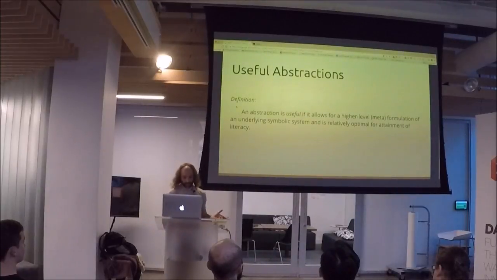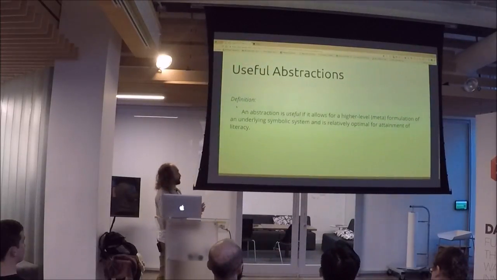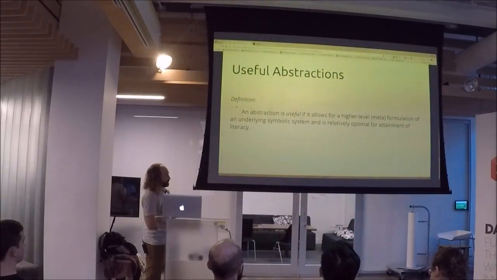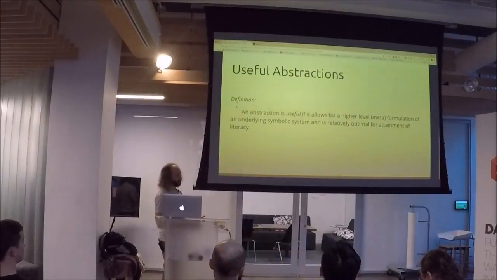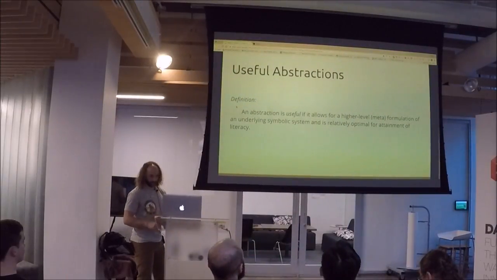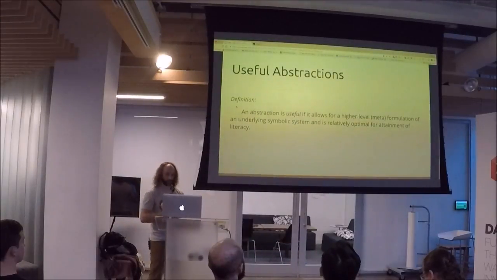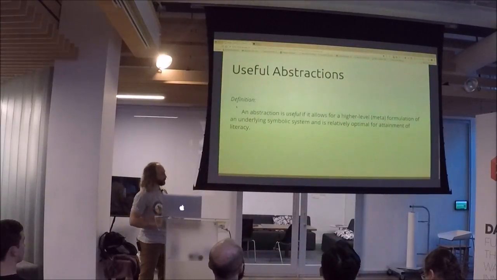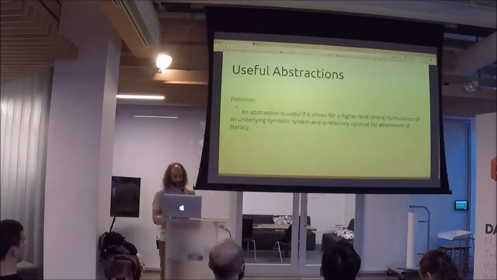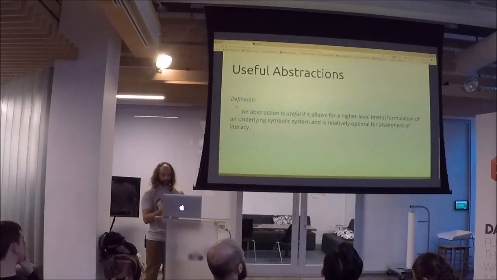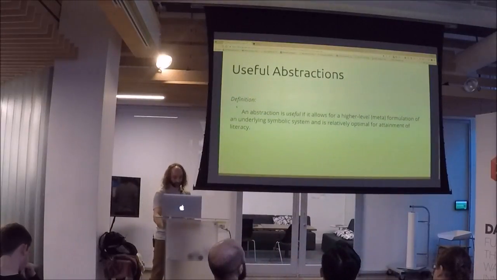So let's define something, just for the sake of this talk. Let's define an abstraction as useful if it allows for higher level meta-formulation of an underlying symbolic system and is relatively optimal for attainment of literacy. Right? I'm sure that if there's anyone here who's an expert in cybernetics, linguistics, or even neurophysiology, you'll probably throw your hands up, and there are many things wrong with this definition, but let's just take it for the sake of this talk, right? So the takeaway from the definition is that we want to think of these higher order utilitarian entities, these tools that are built on symbolic representations and the language that we're trying to create.